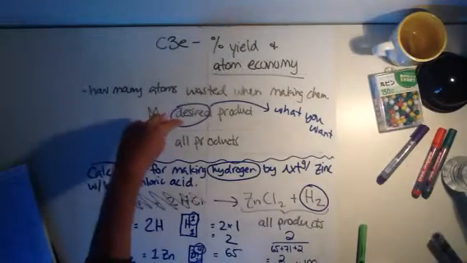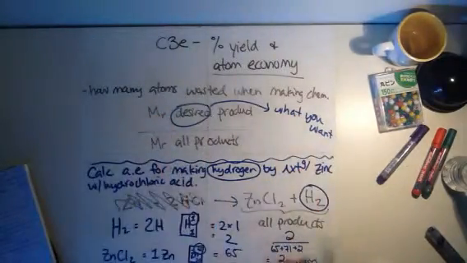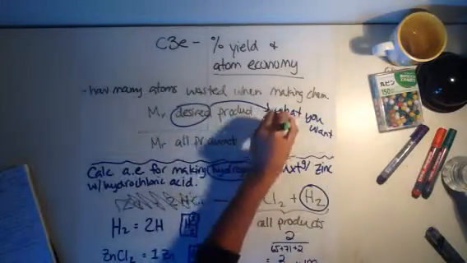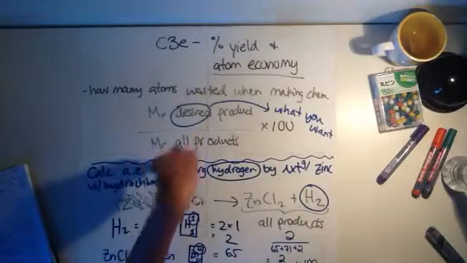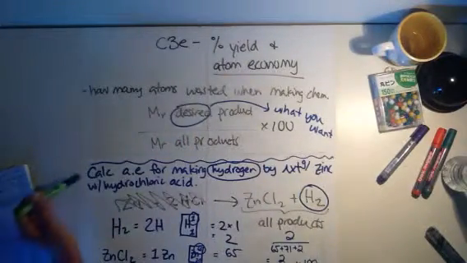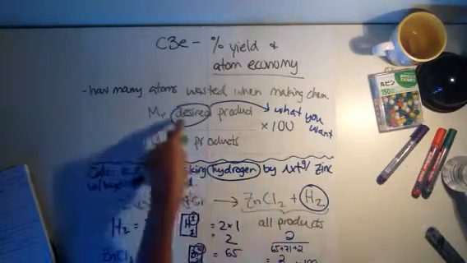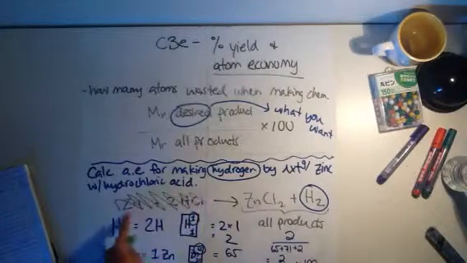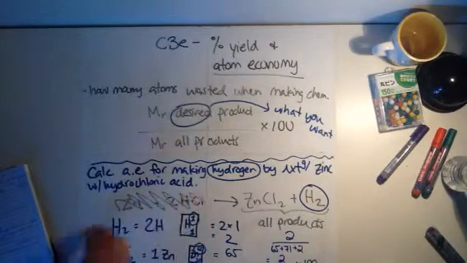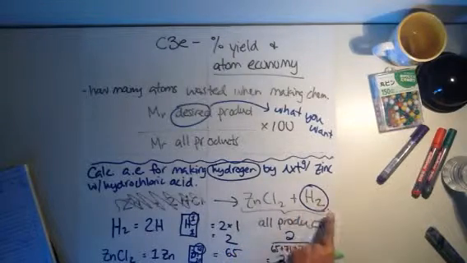So let's go through that again. The formula is desired divided by all the products, so what you want divided by all the products. I forgot to add here, and you times it by 100. So what you want divided by all of what you actually get, times it by 100. This question: calculate atom economy for making hydrogen. So I've circled it, that's our desired, that's what we want, by reacting zinc and hydrochloric acid. We ignore that because we're only looking at the products for atom economy. It gives you zinc chloride and hydrogen.